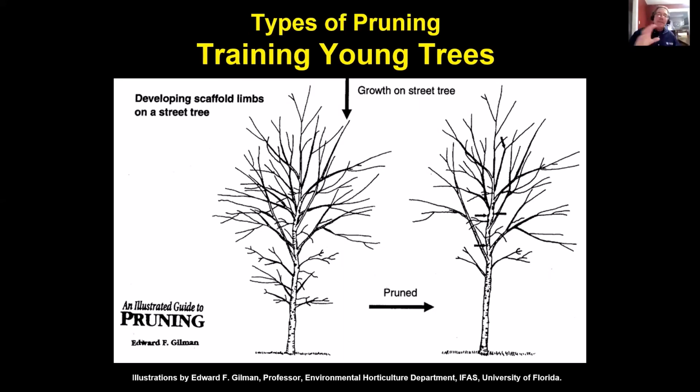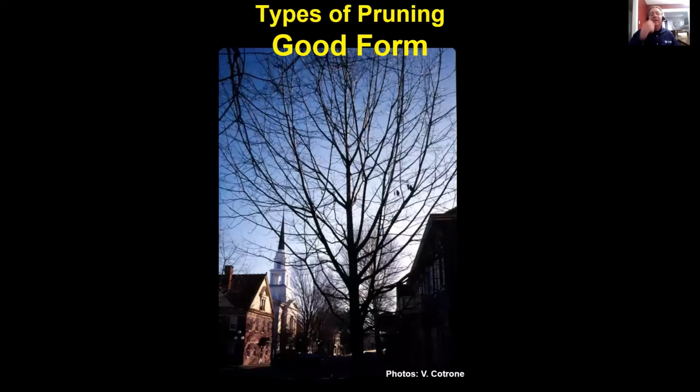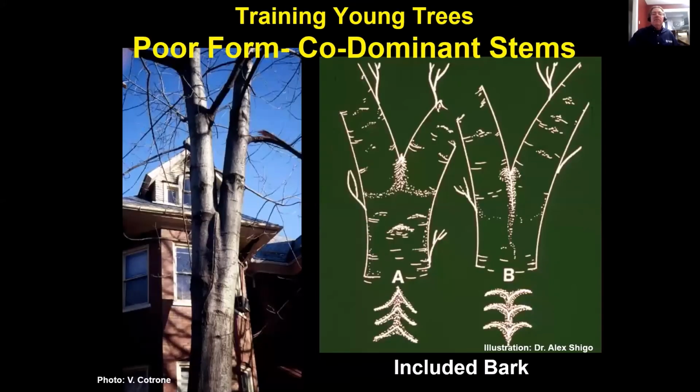I want to get to some real pictures here, so I'm going to skip some of the schematics here. So here's good form on an oak, right? Nice vertical spacing, central leader. Here's an oak with poor form. Same species, just came out of the nursery, had codominant stems, now has included bark. You could see the fissure, right? So there's no grafting going on here because there's bark compressed between them. As these get larger in diameter, this is the tree's point of failure. I can't tell you when, can't tell you which storm, but this is where the tree will fail.